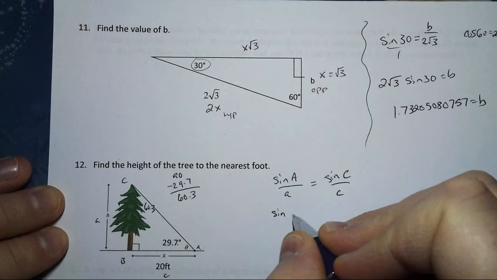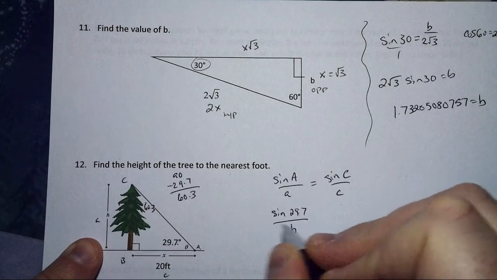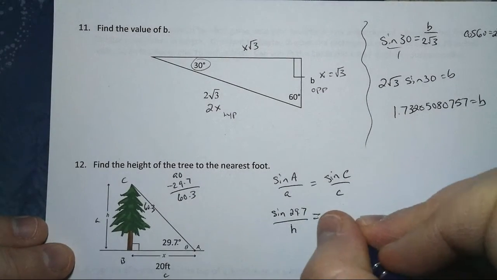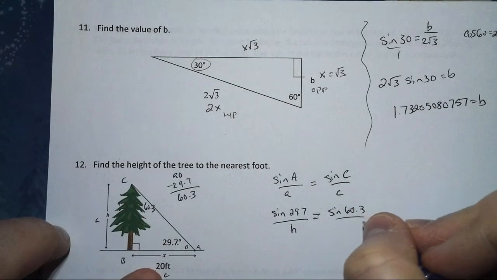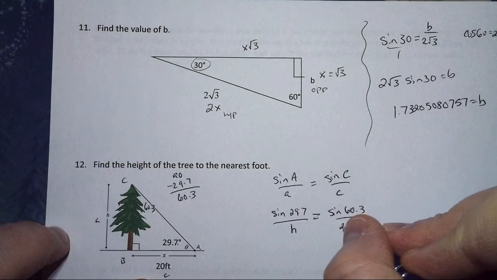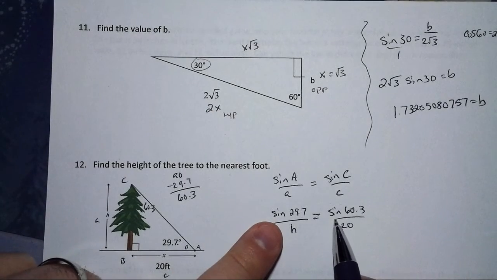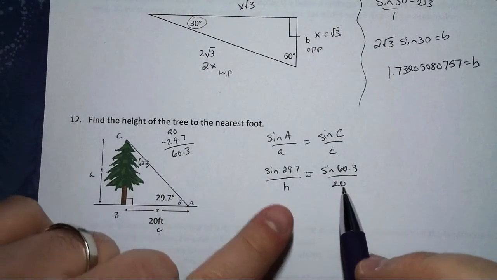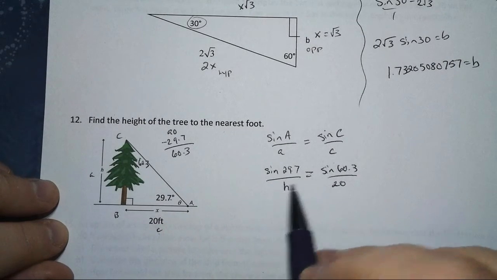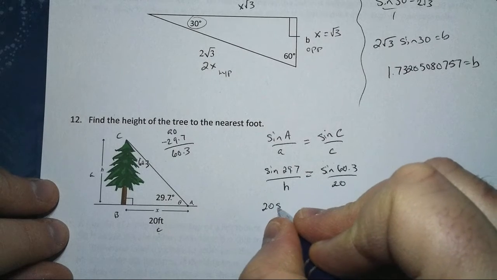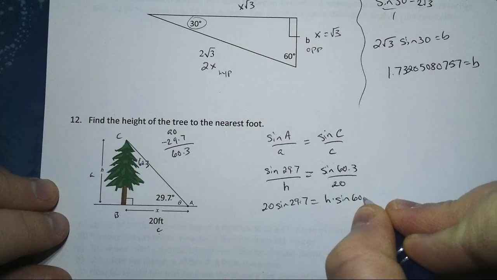And then it's the sine of 29.7 over, we don't know, you can call it h if you want, or call it a, or whatever variable you'd like to use. The sine of c is the sine of 60.3 over lowercase c, which is 20. All right? And then we can cross multiply and solve. Now remember, the law of sines has sine in it. If you do not have sines in the law of sines, you are not doing it correctly. It's not a ratio of the angle over the side. It's a ratio of the sine of the angle over the opposite side. We cross multiply. 20 sine of 29.7 is equal to h times the sine of 60.3.